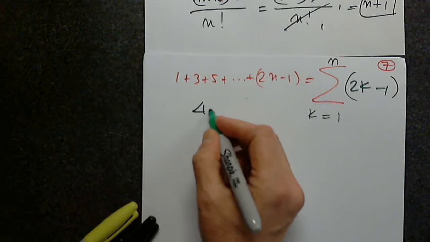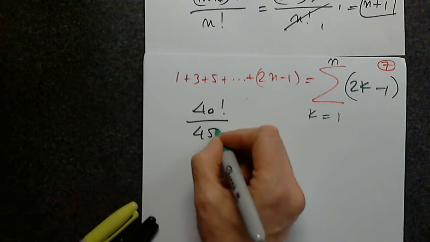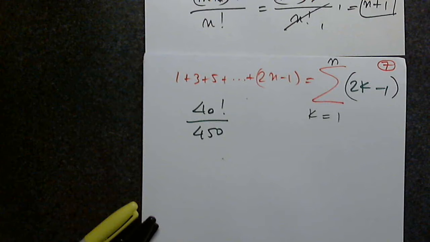So 40 factorial divided by 450. We can't do this by hand. Impossible. So let's put it in. 40 factorial, go to math, go to probability, and choose item number 4. And now divide everything by 450. And look at this. This is humongous. I cannot even pronounce this. It's 1.813 times 10 to the 45th power. 45 zeros.